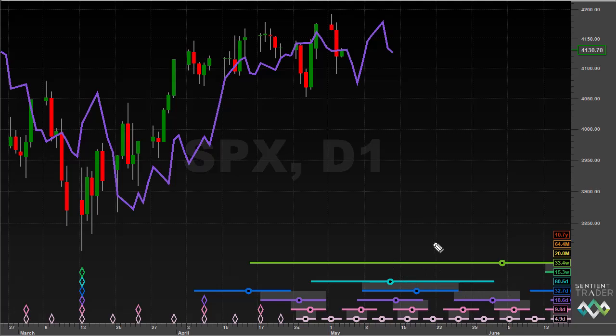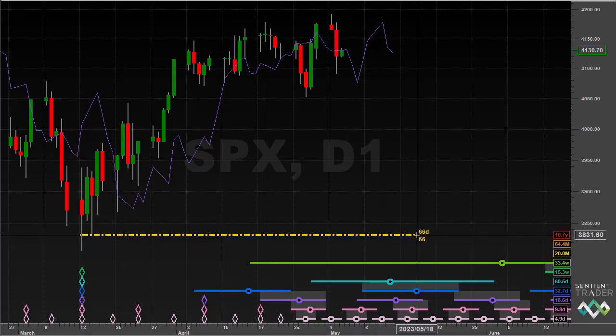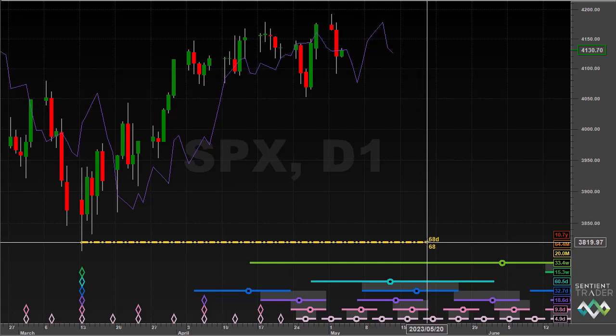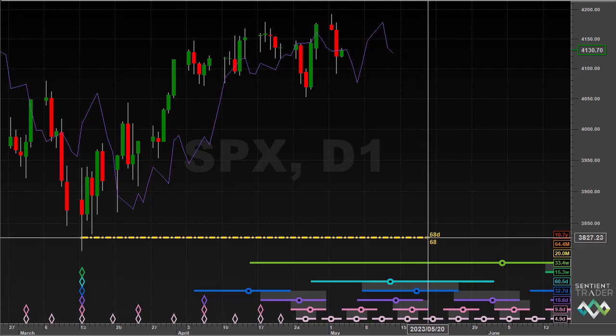Well, we are expecting price to come down into an 80-day cycle trough. And if we measure the number of bars since the trough in the middle of March, the average length of an 80-day cycle is 68 days. And so on about the 20th of May, we would be expecting that 80-day cycle trough to occur.